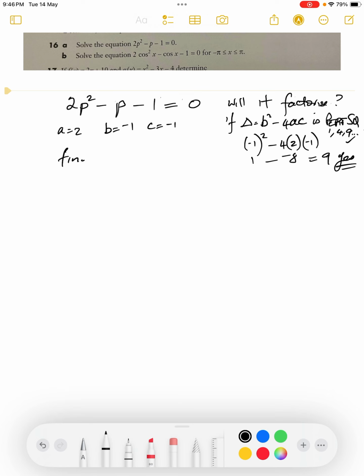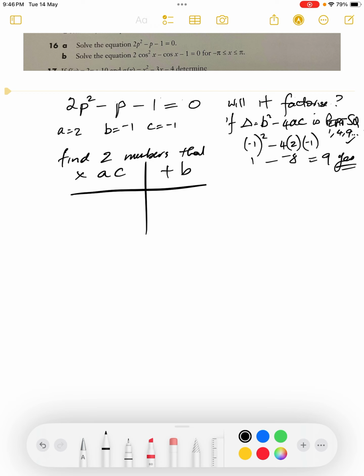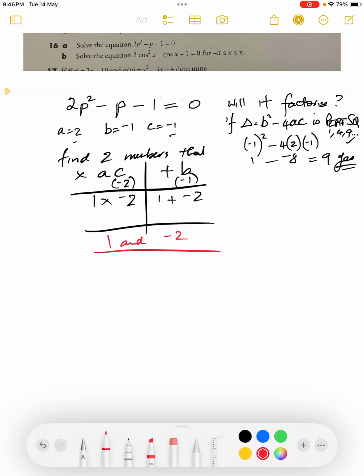So let's find two numbers that multiply to give AC and add to give B. All right. Now AC is negative 2, 2 times negative 1, and b is negative 1. All right, so let's do this. 1 times negative 2, and there's our answer. 1 plus negative 2. The two numbers are 1 and negative 2. All right, so let's take this 2p.